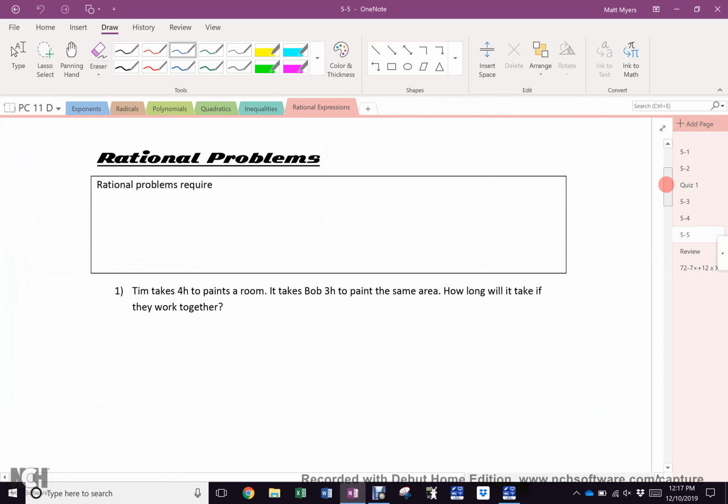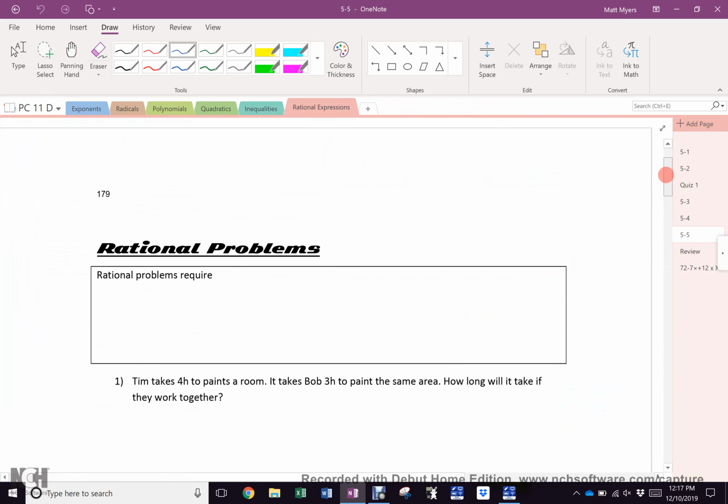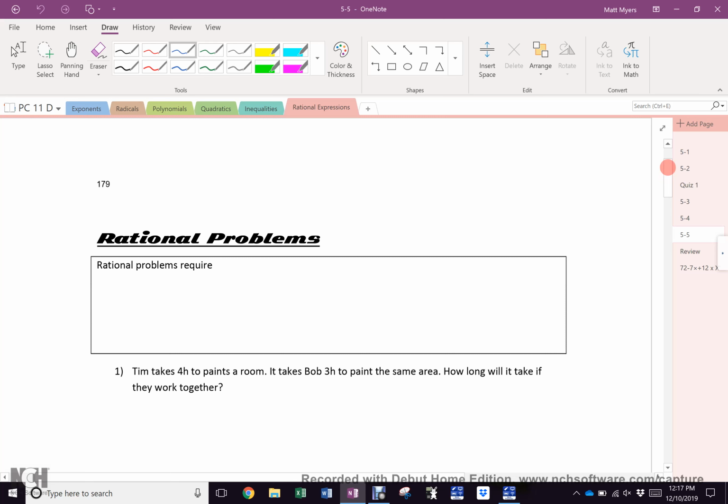Turn to page 179. Word problems. Everybody's favorite. I will call your attention back to the 10th grade. Do not bother writing down what I'm about to write down. I just want to remind you of how easy this is to do. Okay? All right.